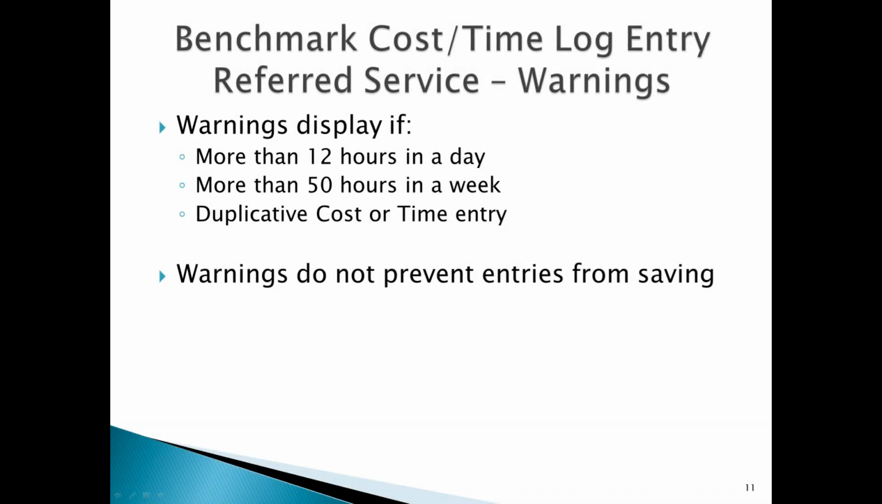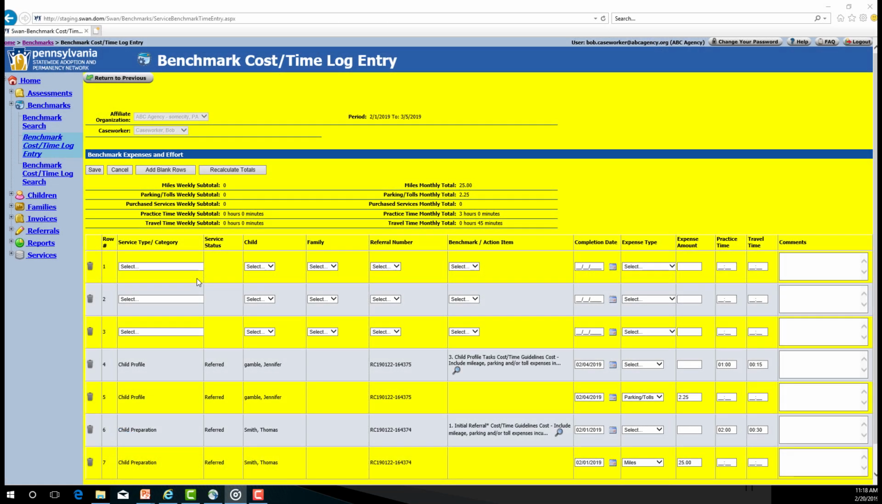For referred service entries, various warnings will display upon save if the following issues are encountered: if more than 12 hours of time is entered for a single day, if more than 50 hours of time is entered for a single week, and/or if a duplicative cost or time entry is made. Warnings will not prevent an entry from being saved, but instead provide the warning so that the user may verify entry accuracy. Let's demonstrate a referred service entry warning where an expense entry is duplicated.